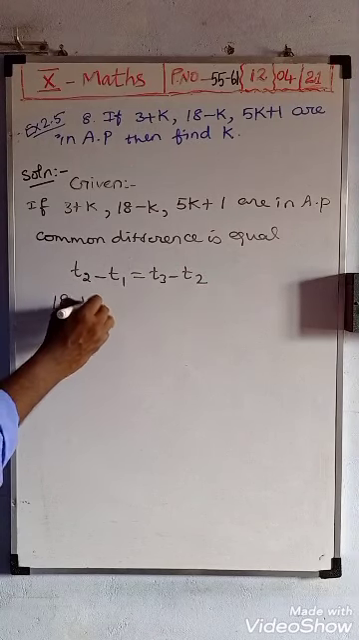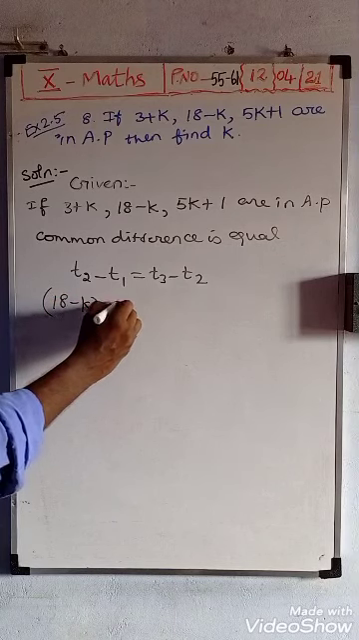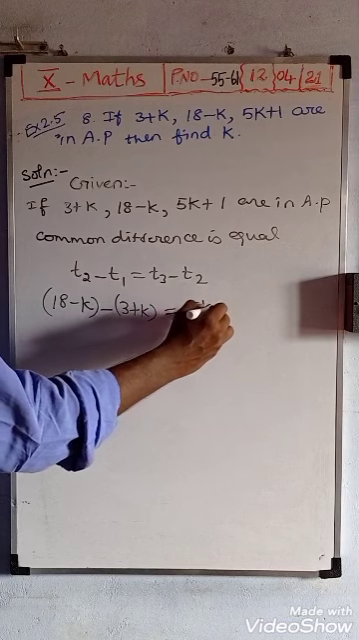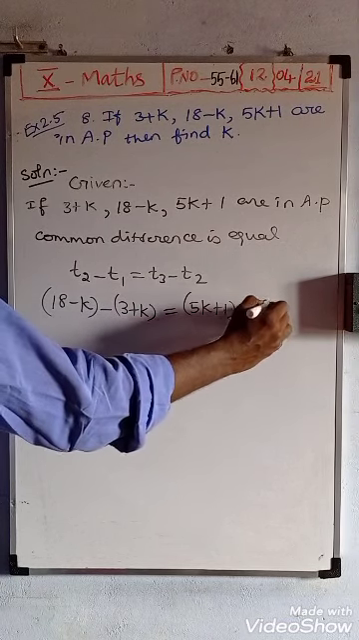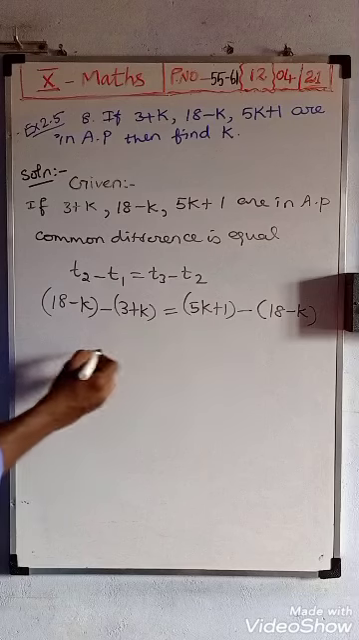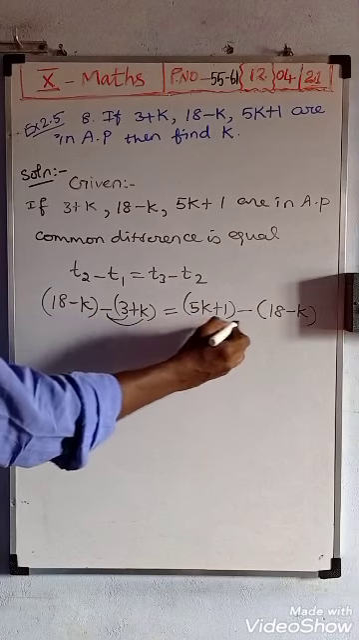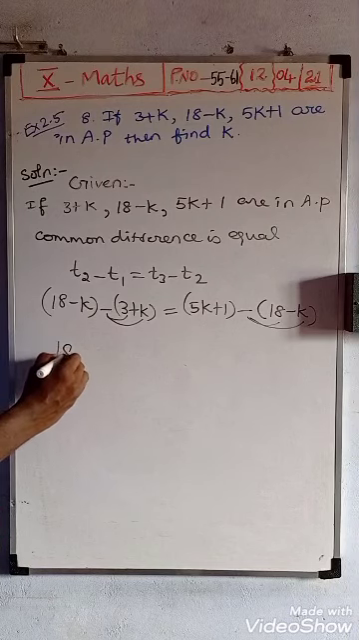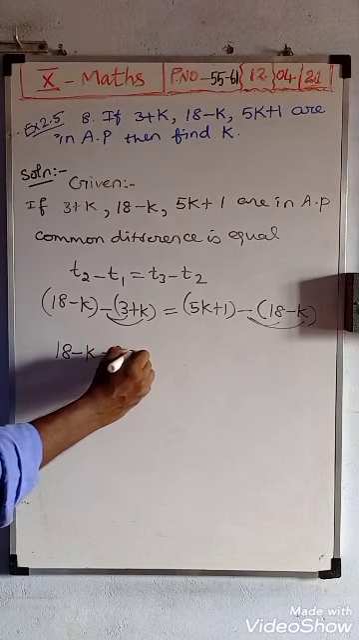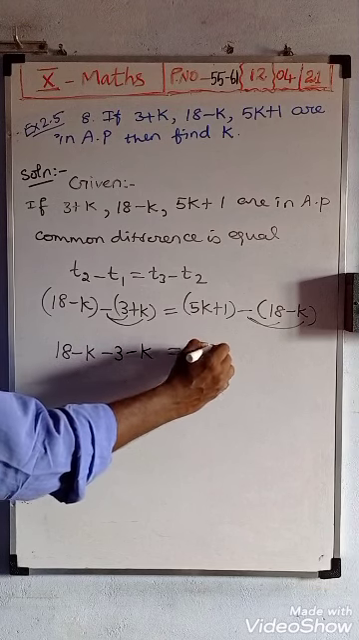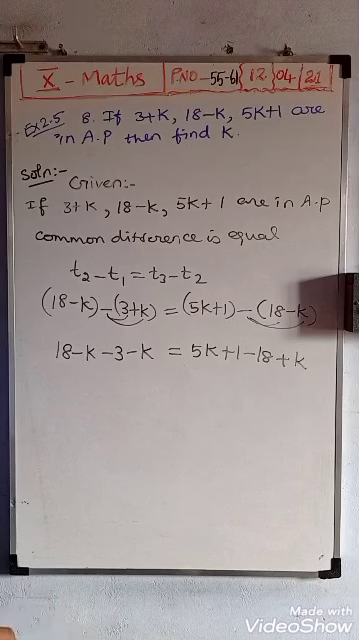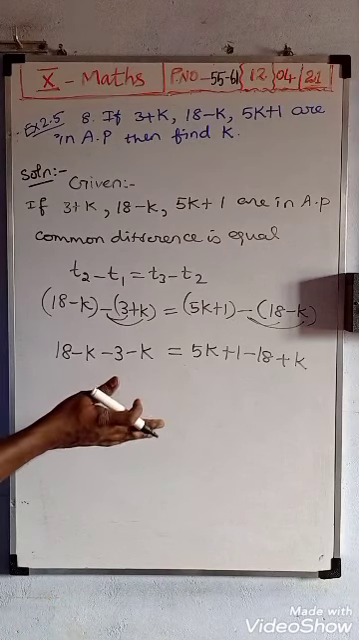So, first T2 term, 18 minus k, minus of 3 plus k, is equal to 5k plus 1 minus of 18 minus k. Now, this minus is common for both sides. So now here 18 minus k, minus 3 minus k is equal to 5k plus 1 minus 18 plus k. Now next step, you see, k everything one side, numbers everything one more side.